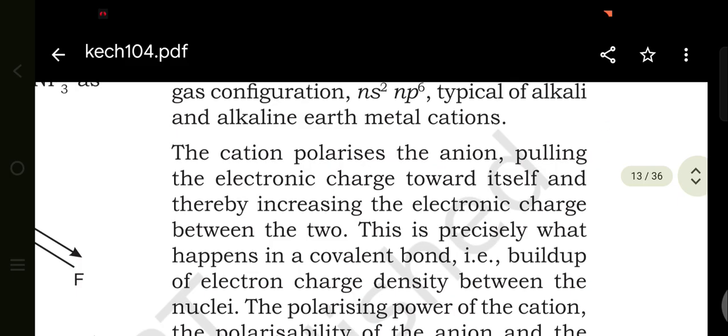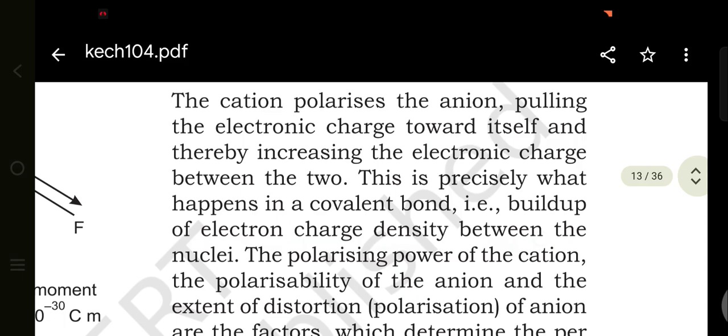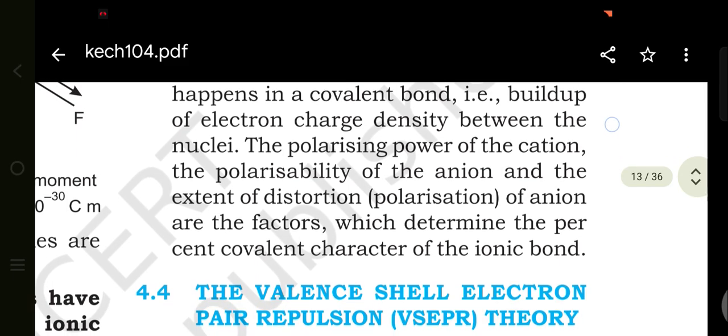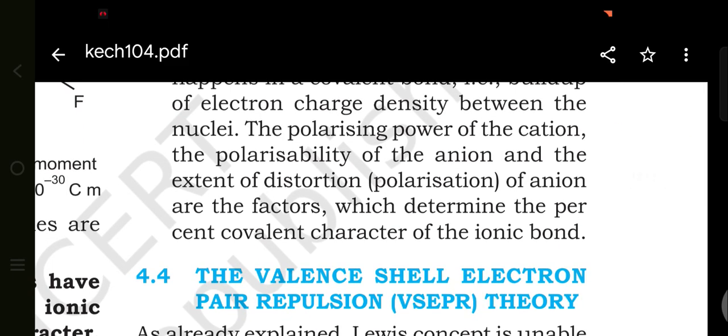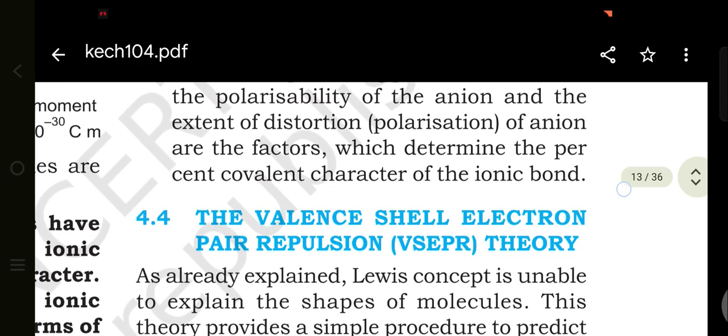The cation polarizes the anion, pulling the electronic charge toward itself and thereby increasing the electronic charge between the two. This is precisely what happens in a covalent bond, that is, a buildup of electron charge density between the nuclei. The polarizing power of the cation, the polarizability of the anion, and the extent of distortion of the anion are the factors which determine the percent covalent character of an ionic bond.